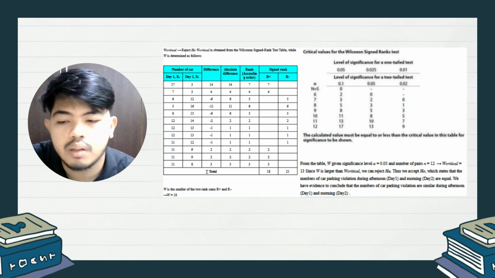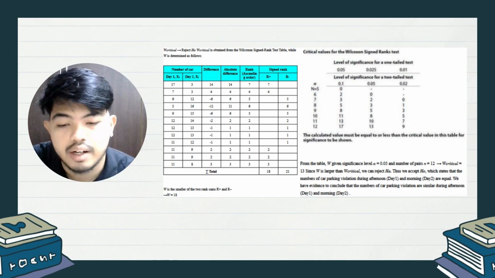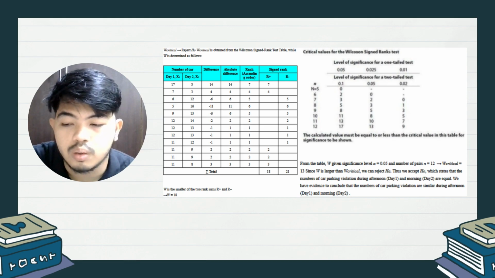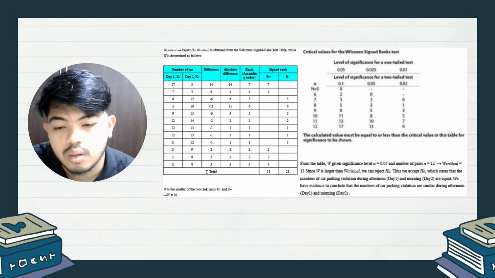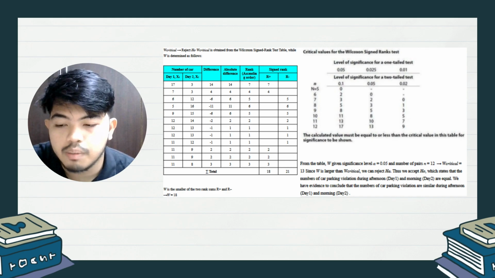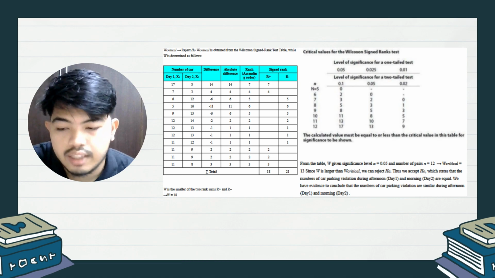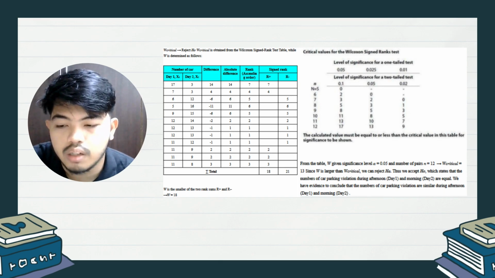From the table, W given a significance level alpha equal to 0.05 and a number of pairs n equal to 12, we can see that W critical is equal to 13. Since W is larger than the W critical, we can reject HA, thus we accept the H0, which states that the numbers of car parking violations during the afternoon of day 1 and the morning of day 2 are equal. We have the evidence to conclude that the numbers of car parking violations are similar during the afternoon of day 1 and the morning of day 2.